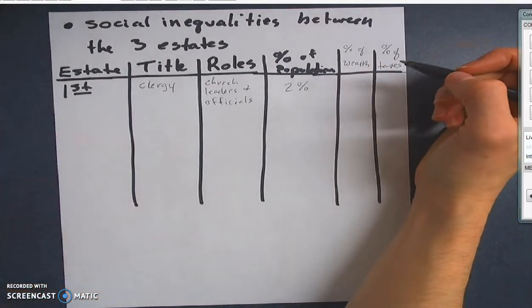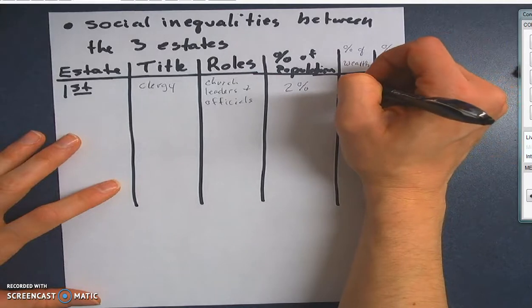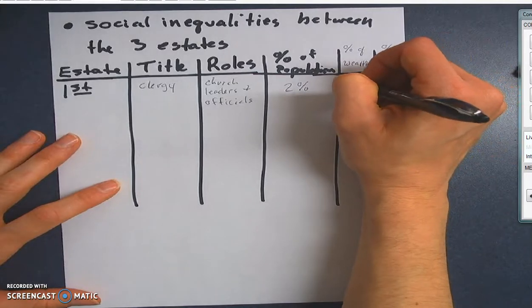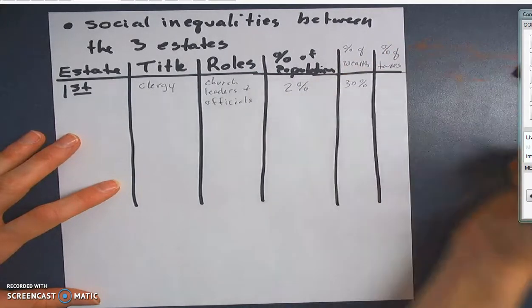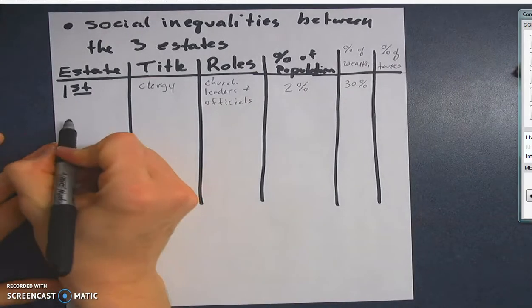And they control about 30% of the wealth in all of France. We'll get to the taxes later.